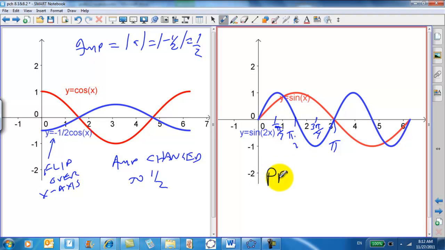So the period now is 2 pi divided by the coefficient on x. So 2 pi divided by 2, and we just have a period of pi now.